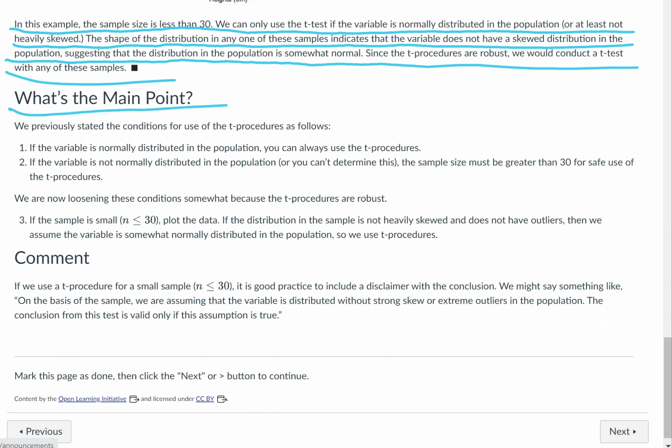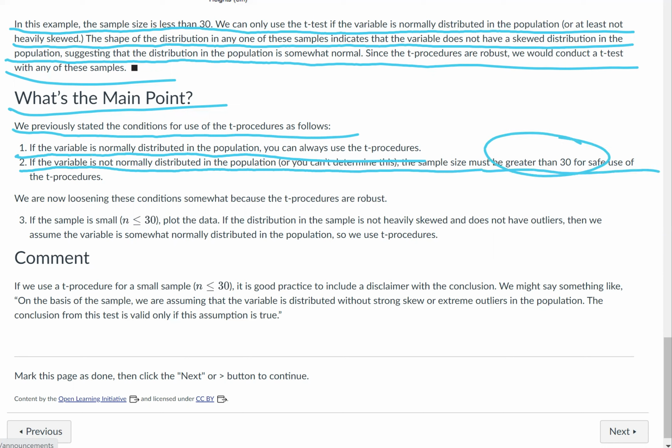Now, what's the main point that we've said on this page? We previously stated the conditions for use of the t-procedure as follows. 1, if the variable is normally distributed in the population, you can always use the t-procedures. 2, if the variable is not normally distributed in the population, or you cannot determine if it is, the sample size must be greater than 30 for safe use of the t-procedures. We're now loosening these conditions somewhat because the t-procedures are robust, as we defined above.